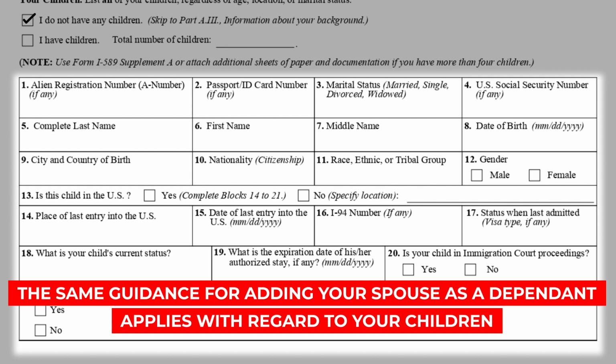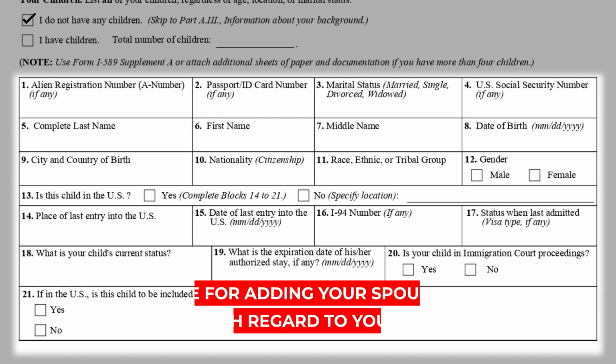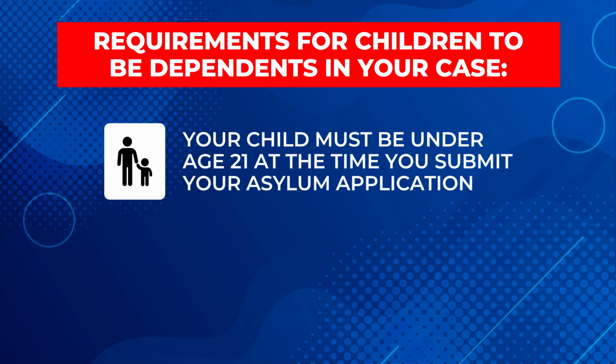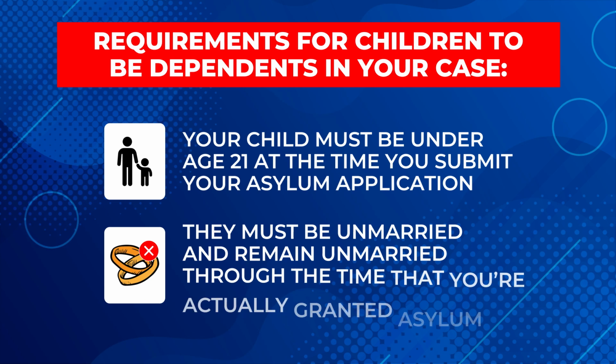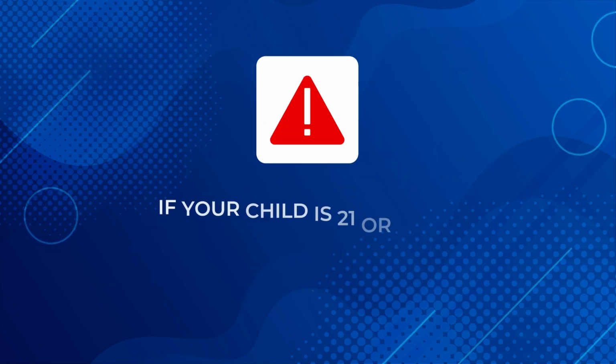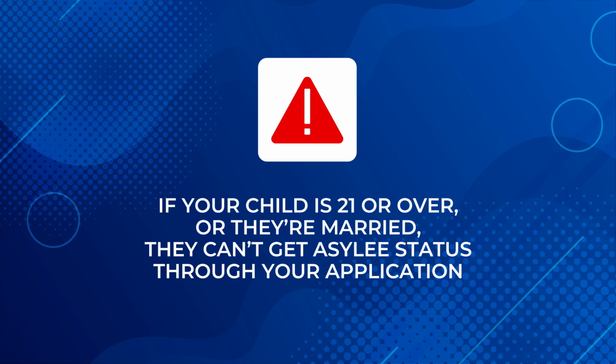It's your choice whether to include children in your claim, as long as they are in the United States, and meet the definition of a child for U.S. immigration law purposes. You see, to be included as a dependent, your child must be under age 21 at the time you submit your asylum application, and they must be unmarried and remain unmarried through the time that you're actually granted asylum. Not a problem if they turn 21 while your case is pending. All that matters in terms of age is that they were under 21 when the government accepts your asylum application. To be clear, if your child is 21 or over, or they're married, they can't get asylee status through your application. If they want to get asylum, they would need to submit their own application.